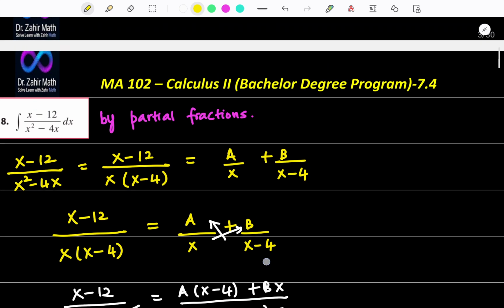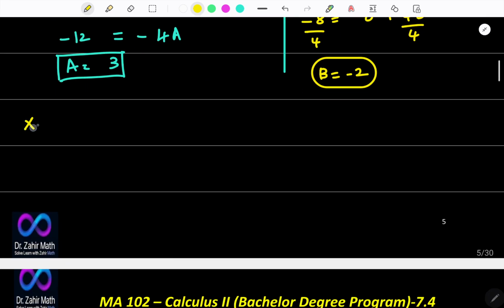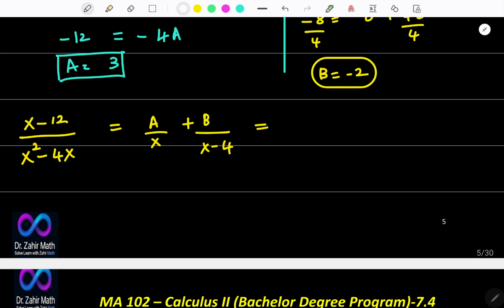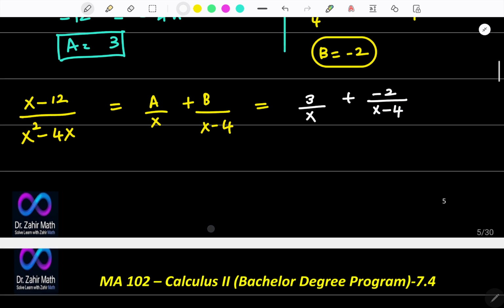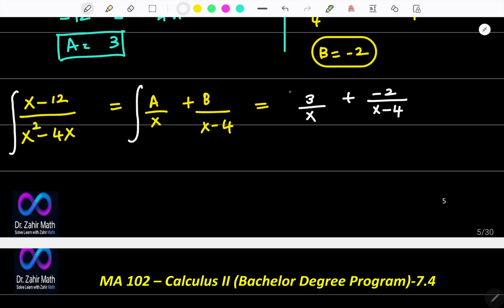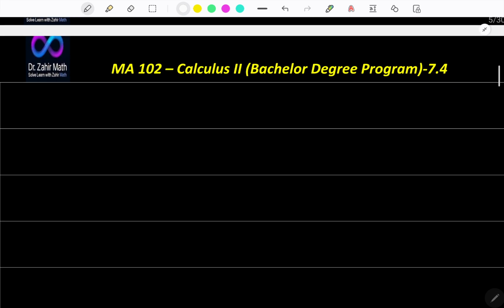Now I'll go back to the question. The same question, (x minus 12) divided by (x square minus 4x) is converted into a by x plus b divided by (x minus 4), which is equal to, what is the value of a? 3 divided by x plus, what is the value of b? Negative 2 divided by (x minus 4). So this is your problem. Now you are going to integrate this one and this one. So automatically the problem is converted, so very easy to integrate.